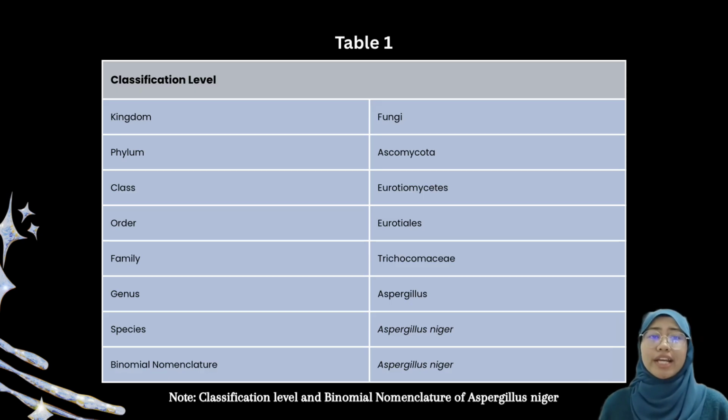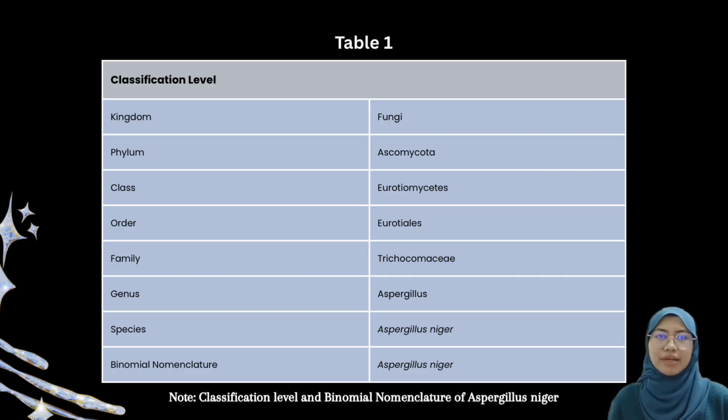Now let's move on to the classification of Aspergillus niger. It belongs to kingdom fungi, as it shares common fungal characteristics like having chitin in its cell walls, being heterotrophic, and reproducing both asexually and sexually. Table 1 shows classification level and binomial nomenclature.